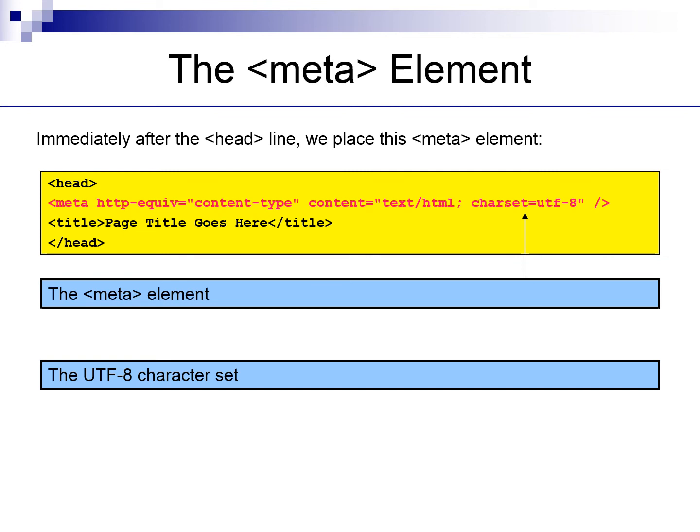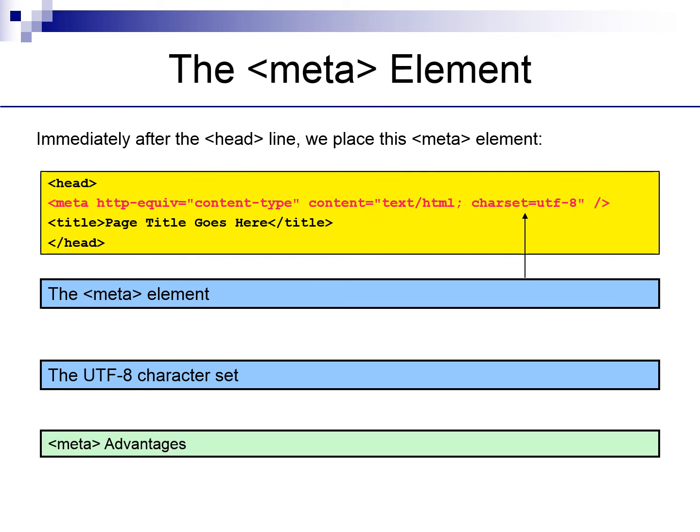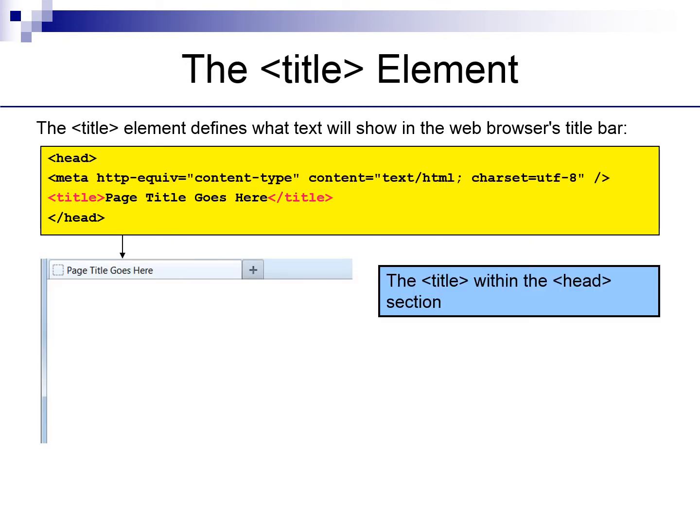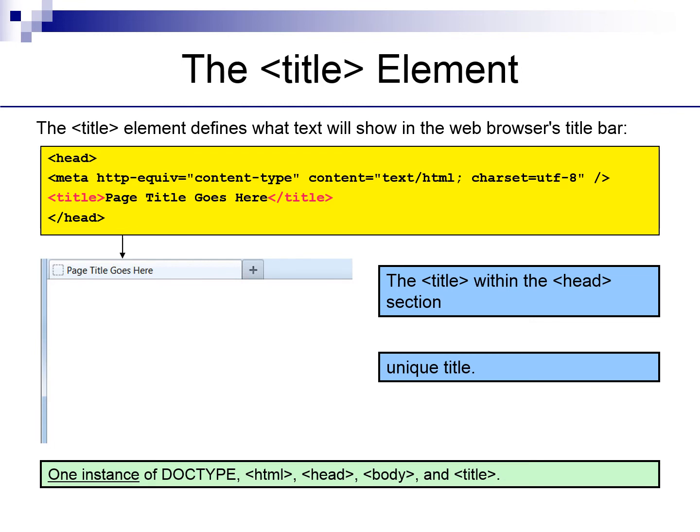There can be multiple meta lines in the same web page. The meta element is often used to provide additional information such as page keywords, page description, and authors of a web document. The title element. The title element is always placed within the head section of the document. Each page of your website should have a unique title. Every web document must include one and only one instance of doctype, HTML, head, body, and title tags.